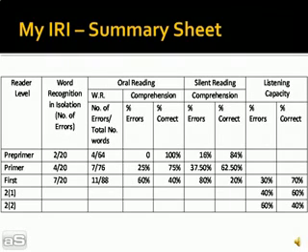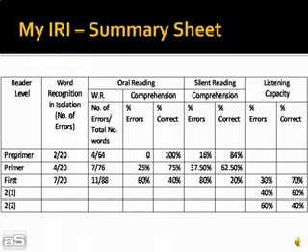On the graded word list by pre-primer, he got 2 out of 20 wrong, primer 4 out of 20 wrong, and first grade 7 words out of 20 wrong. With the oral reading, pre-primer, he got 4 words wrong out of 64, but his comprehension was 100%. Silent reading, his comprehension was only 84%.